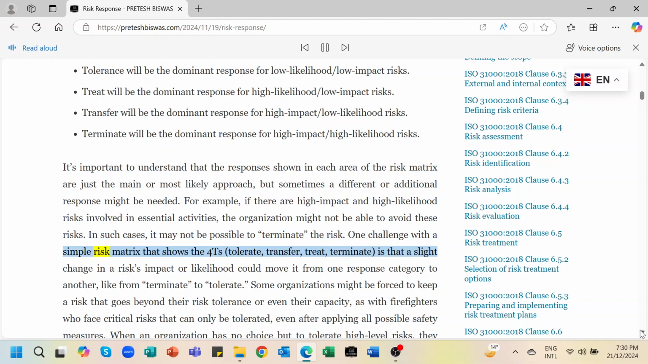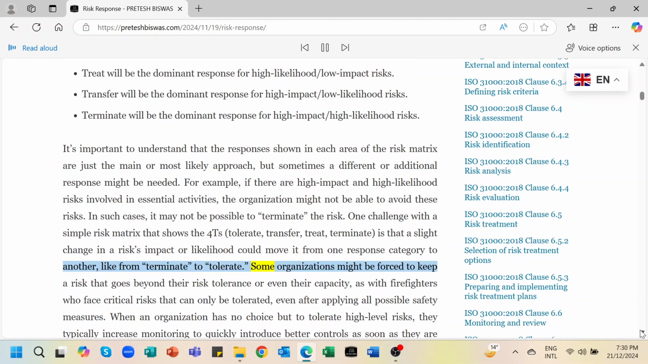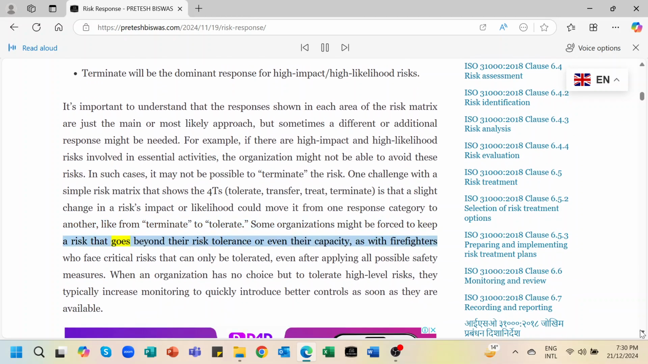One challenge with a simple risk matrix that shows the four Ts, tolerate, transfer, treat, terminate, is that a slight change in a risk's impact or likelihood could move it from one response category to another, like from terminate to tolerate. Some organizations might be forced to keep a risk that goes beyond their risk tolerance or even their capacity, as with firefighters who face critical risks that can only be tolerated, even after applying all possible safety measures. When an organization has no choice but to tolerate high-level risks, they typically increase monitoring to quickly introduce better controls as soon as they are available.